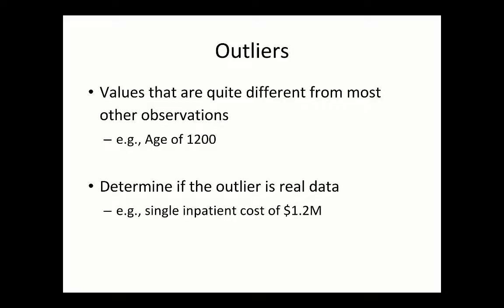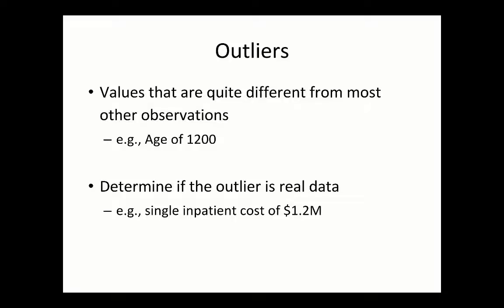You see that there is a patient that has an age of 1,200 years old. Do you think that this is an outlier? Probably. No one has ever lived to be this old. But what if a patient was 110 years old? Is that an outlier?